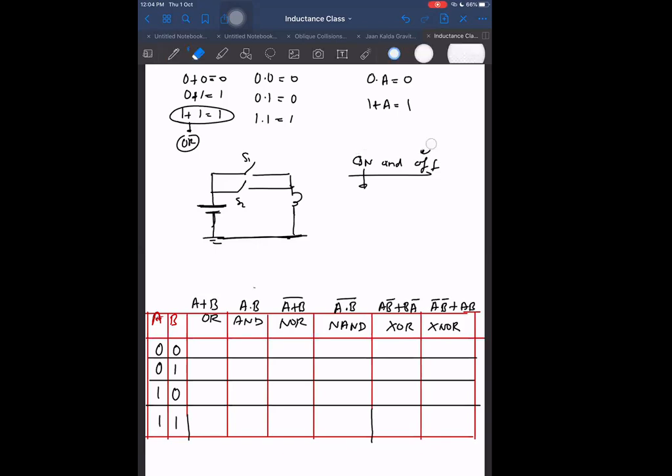So these are just symbols assigned, but they have no real meaning. 0 is not a real 0. If the 1 were a real 1, then 1 plus 1 would not be 1, it would be 2. But it is not a real 1.